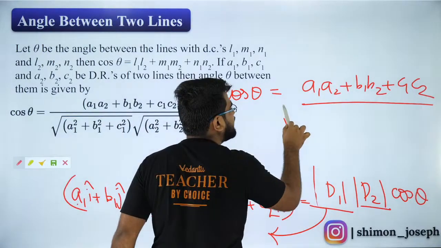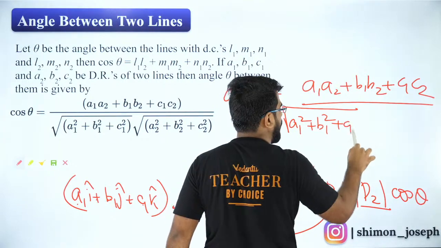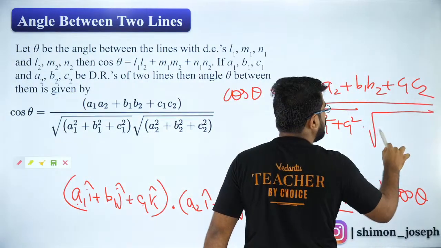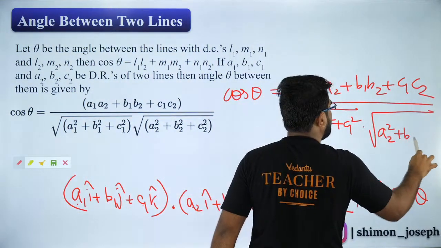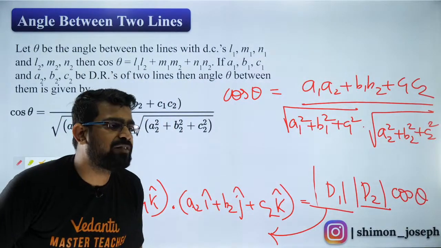So modulus of direction 1 will be root of A1 square plus B1 square plus C1 square, into modulus of D2, which will be root of A2 square plus B2 square plus C2 square. Are you all clear with that? Everybody?